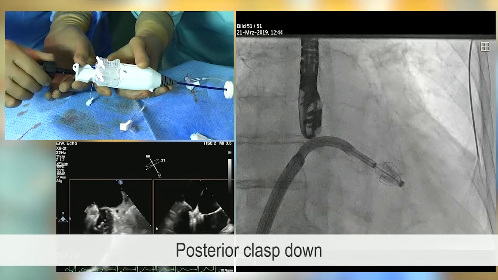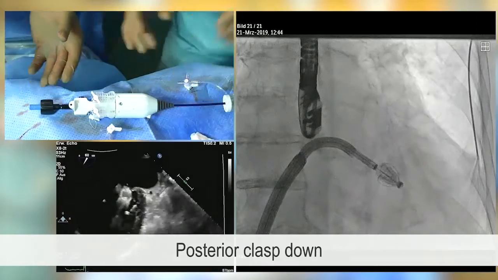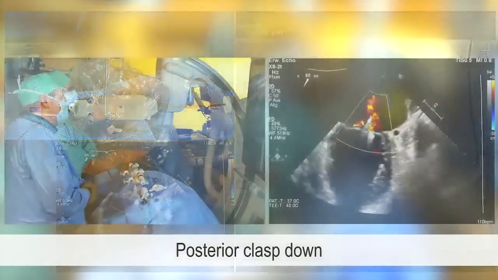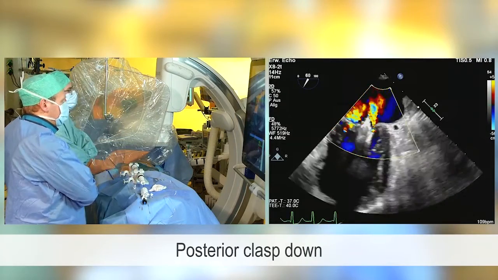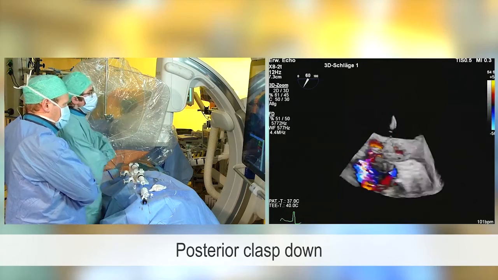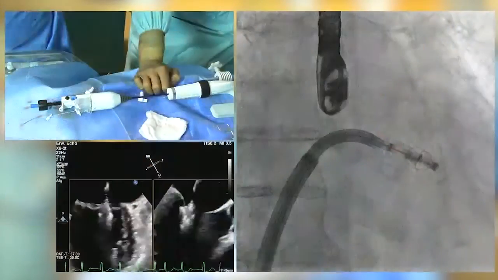So that's something which is seen more often, rolling of the posterior leaflet, but that's not a major obstacle, something which can be overcome. Okay, so the position here was better, but still there is MR at the lateral aspect, and we thought that maybe we can do better.